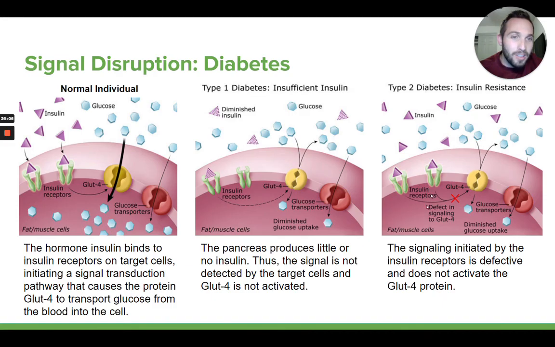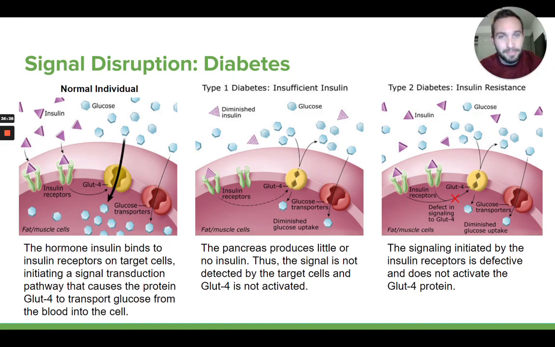initiating the signal transduction pathway that's supposed to take place inside the cell. So the insulin is having a hard time binding to or activating these insulin receptors, and these receptors are not correctly initiating signal transduction pathways inside the cell, again leading to these GLUT4 transporters not becoming activated. So then the glucose doesn't get transported into the cells and it stays in the blood. So you end up with the same problem: these people have really high blood sugar and it's not going back down.